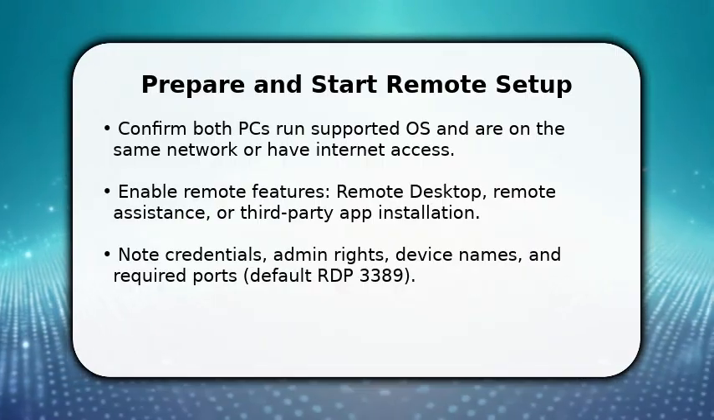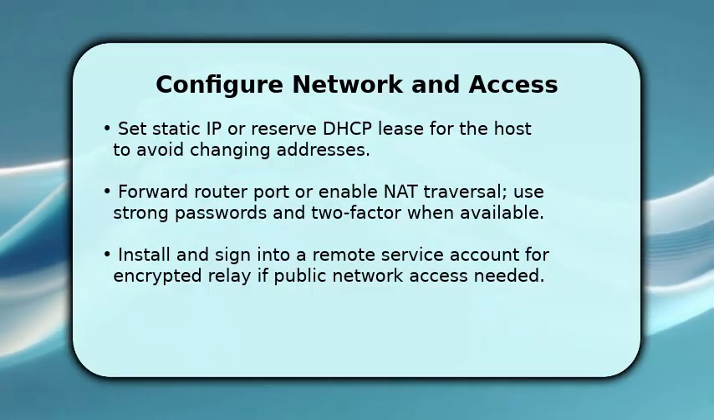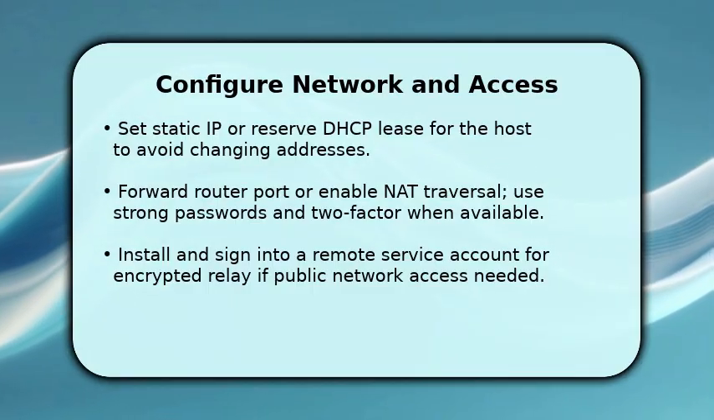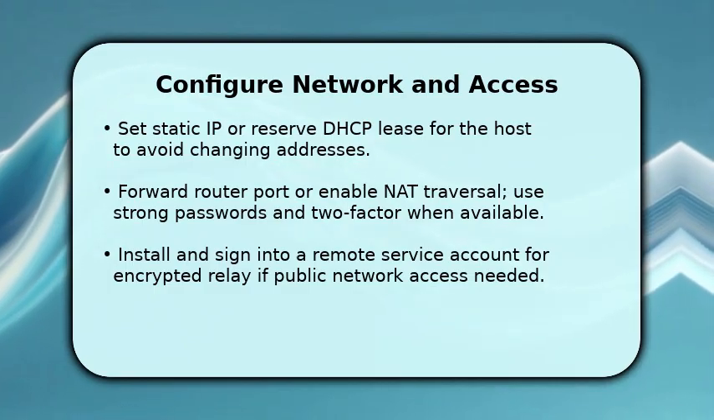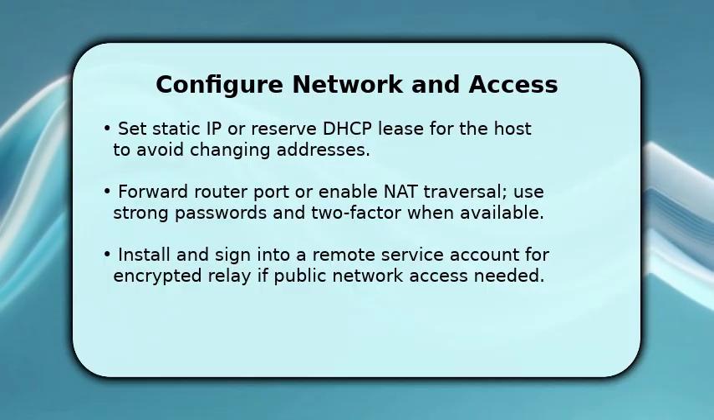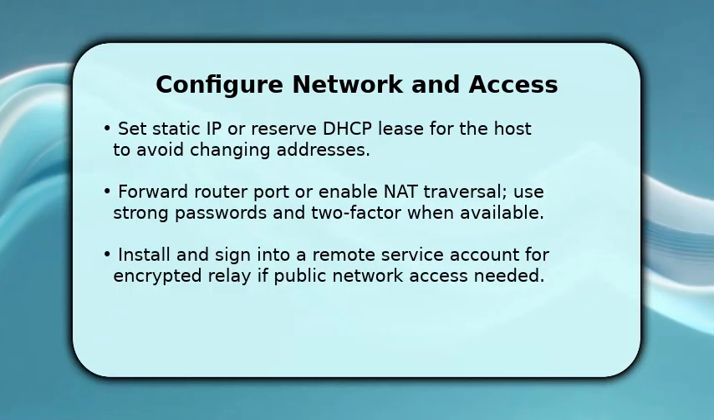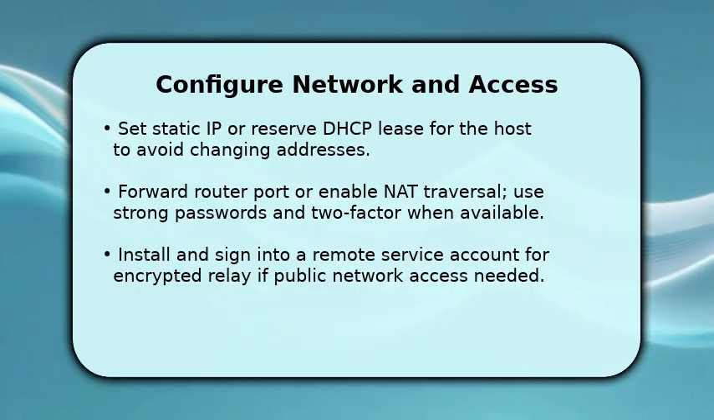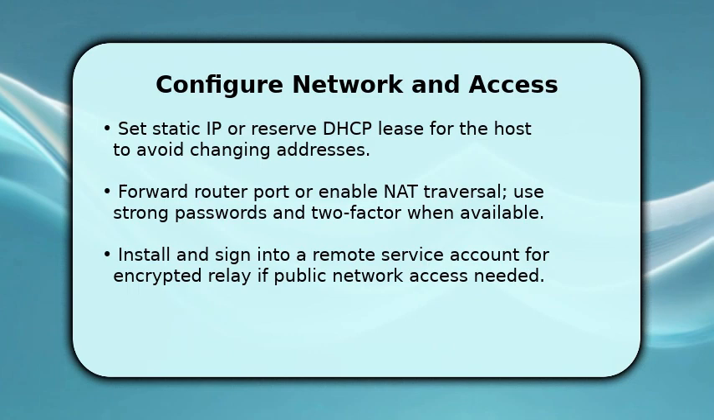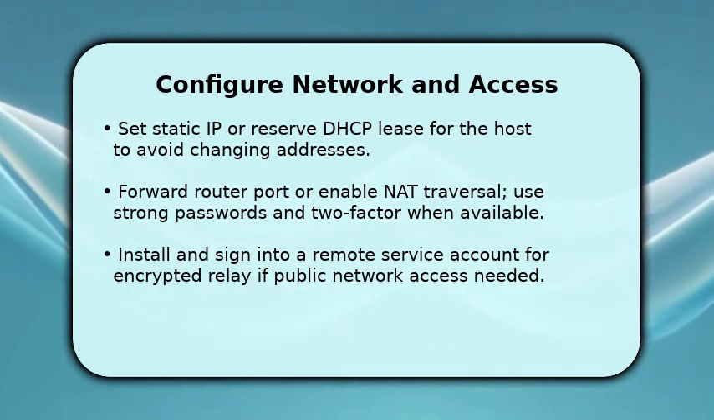Next, you configure network and access details to make the connection reliable. Assign a static IP or reserve a DHCP lease so the host address stays stable. Then forward the router port or enable NAT traversal if you need external access. Use a strong password, rename default accounts, and enable two-factor authentication when supported to protect access. If you prefer simplicity and security, sign into a reputable remote service that uses encrypted relay servers so you don't expose ports directly to the internet.